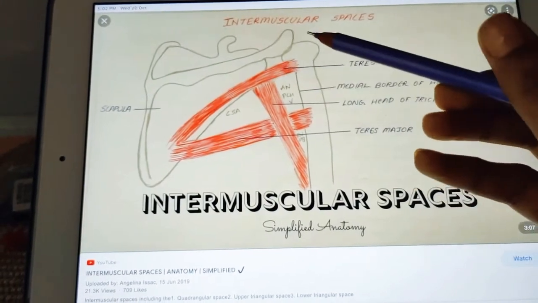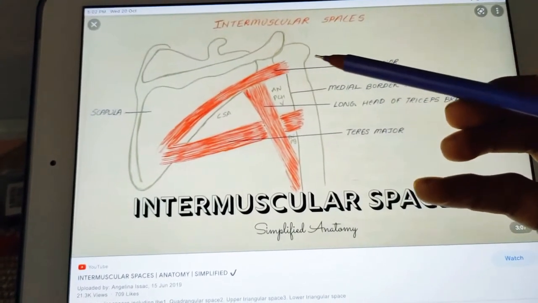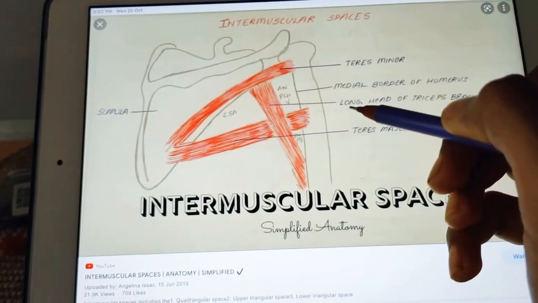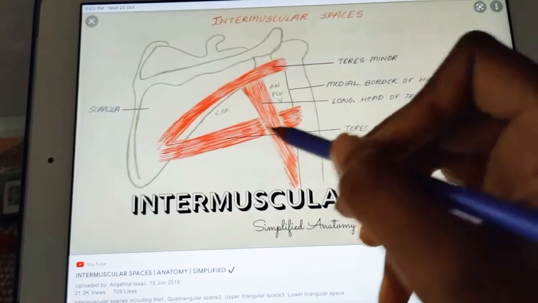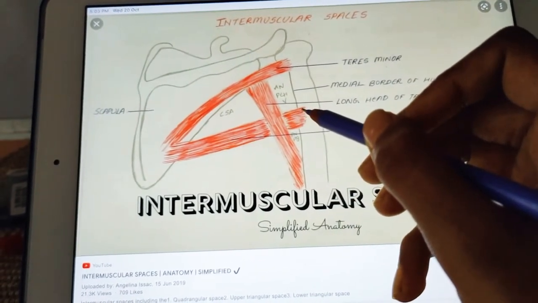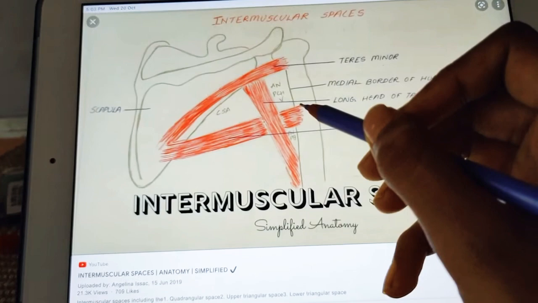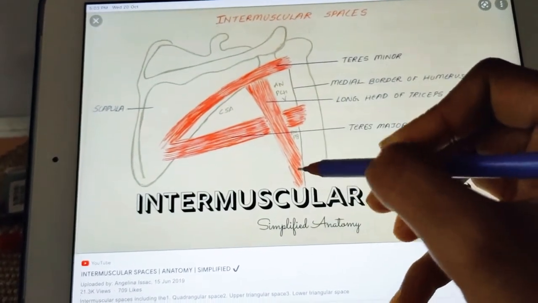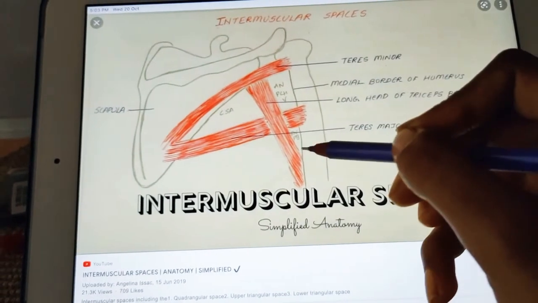Here is the capsule of the shoulder joint, and you will see teres minor behind. Inferiorly you will see the teres major muscle, and medially you will see the long head of triceps brachii.